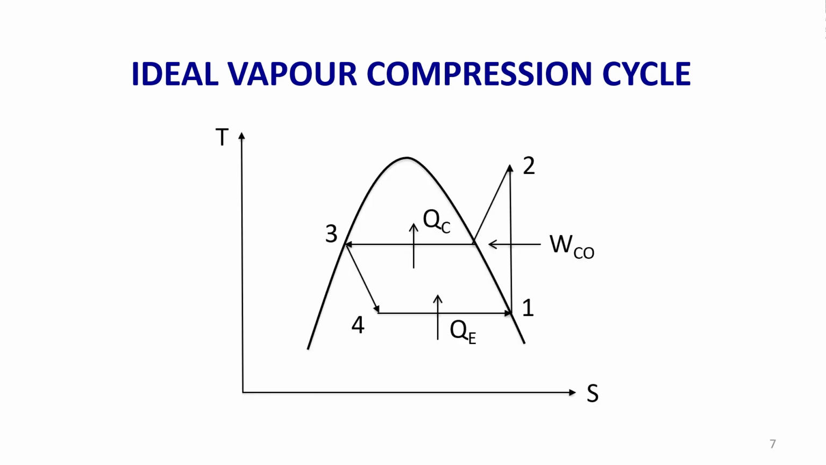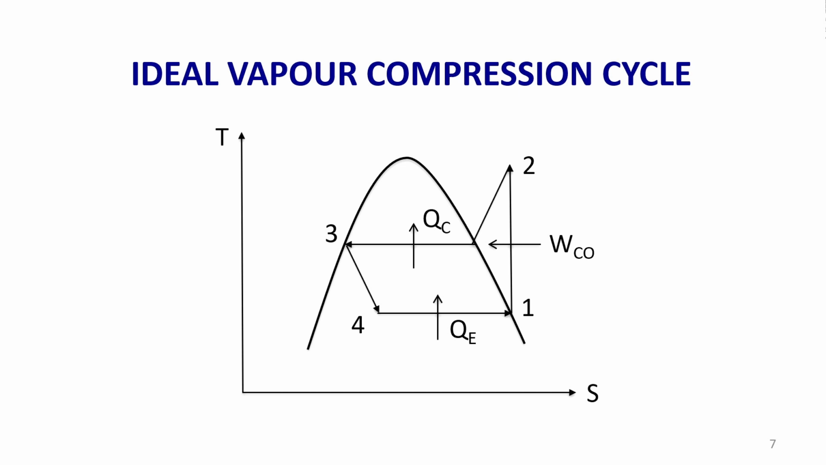This is the temperature entropy diagram, and if you see the actual one, there is a deviation in the process between the reverse Carnot cycle and the ideal vapor compression cycle. 1 to 2 is isentropic compression.